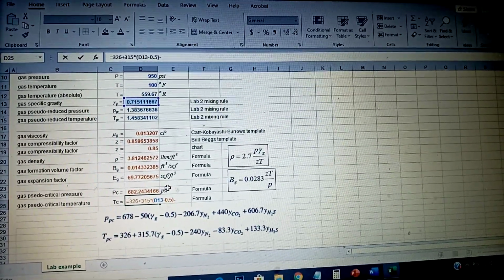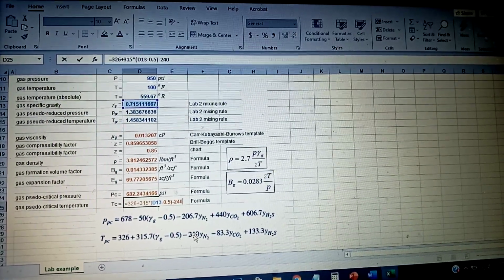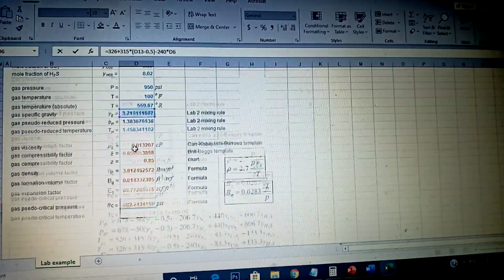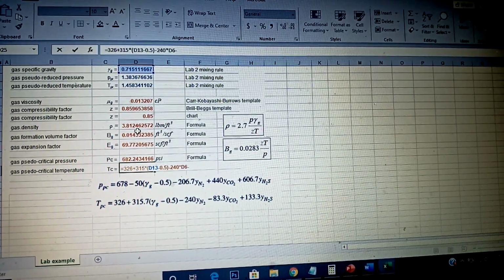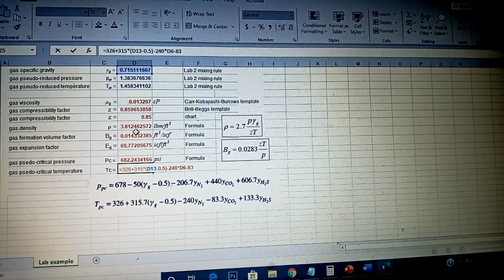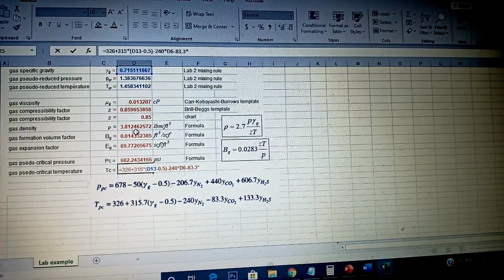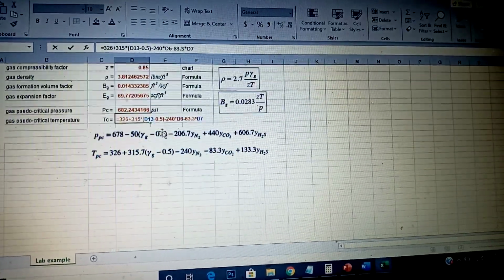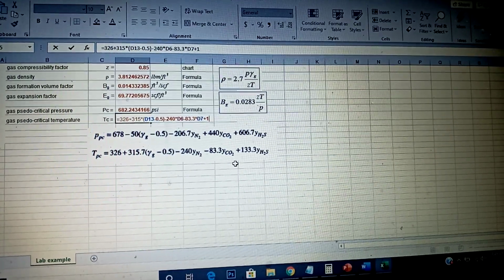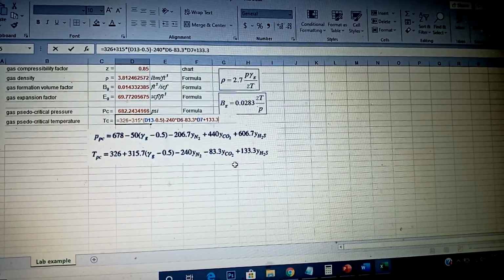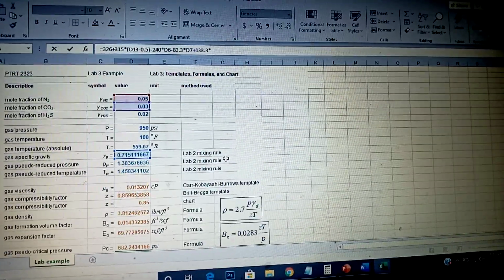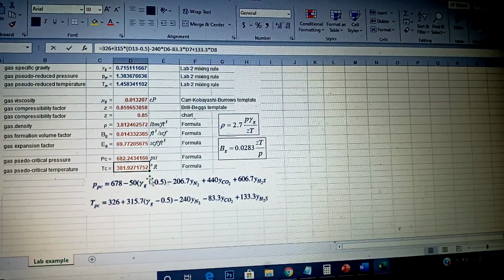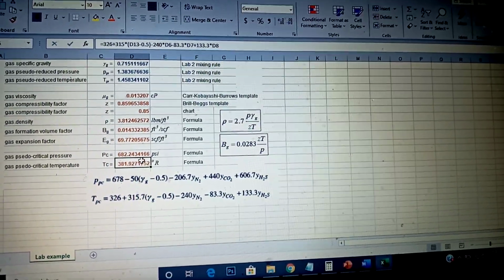Minus 240 multiplied by, star, mole fraction of nitrogen. I click on that. Minus 83.3 multiplied by mole fraction of carbon dioxide. I click on that. Then plus 133.3 multiplied by mole fraction of hydrogen sulfide. That's it. So I just say okay. So that gives me 381.92.